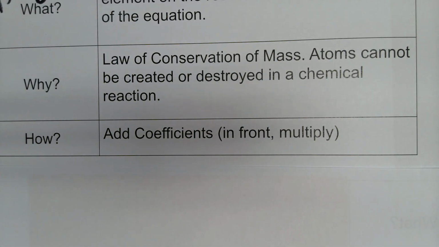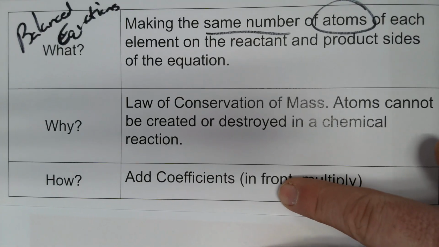We are going to add a coefficient in front of our compounds to indicate we need multiple numbers of that compound to get this even amount of atoms on both sides. Sorry. I'll go back in a second. There you go.